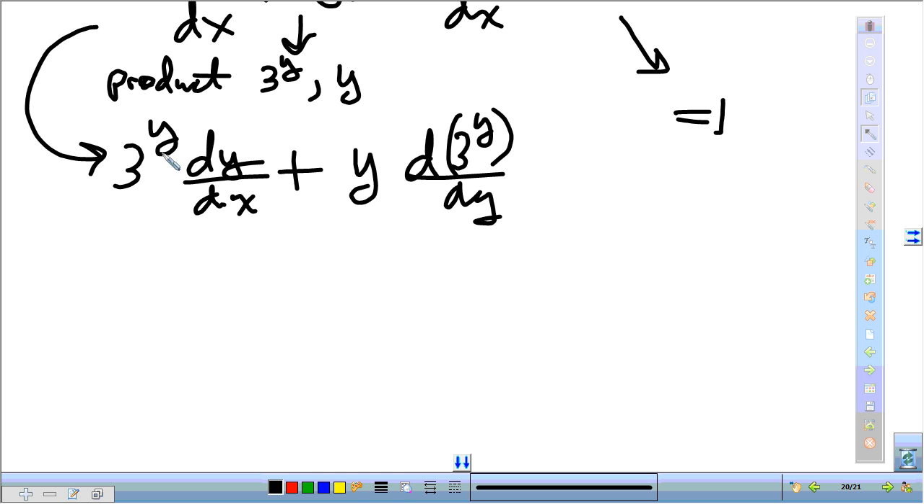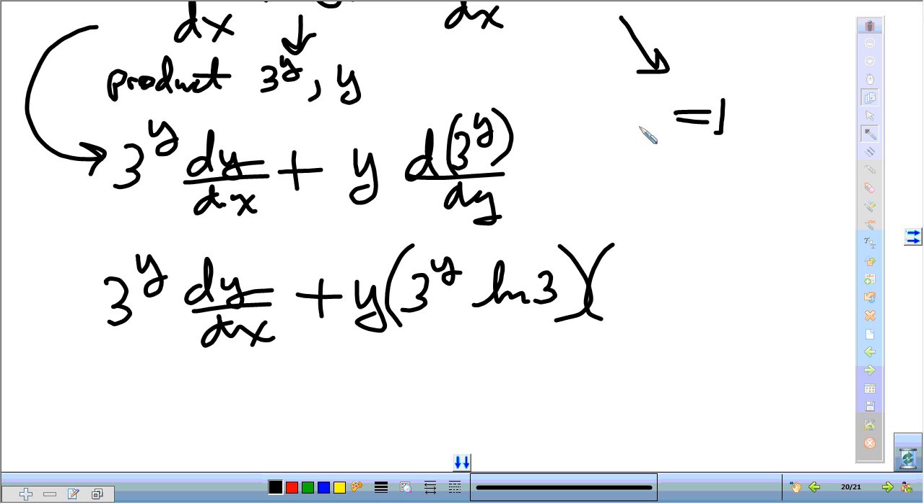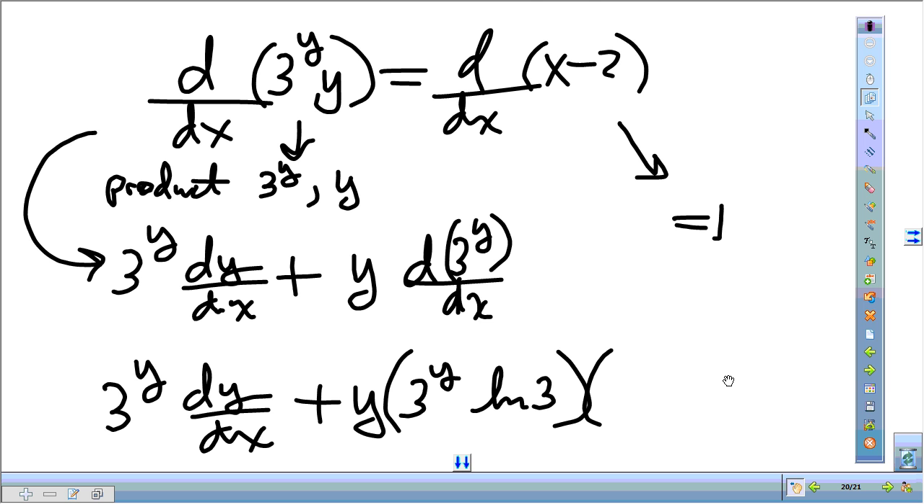Now we would have 3 to the y. This we can't do anything else with. We have the derivative we're trying to find. But for this part, 3 to the y, the exponential has a derivative, which is the exponential times a factor of the natural log of that base. But let's be careful and check up above. Okay.